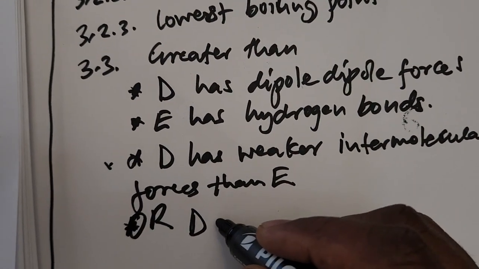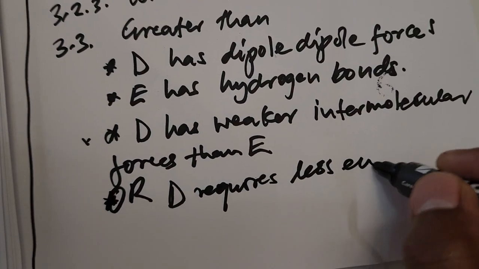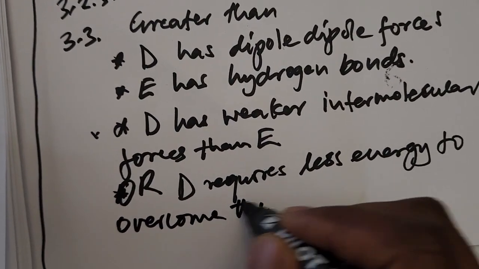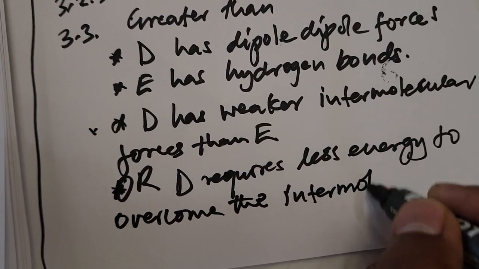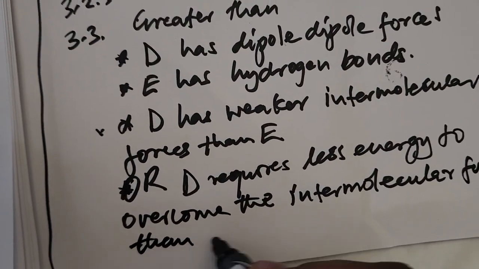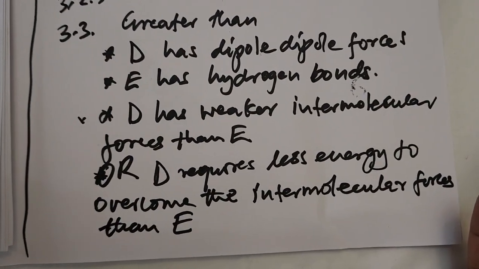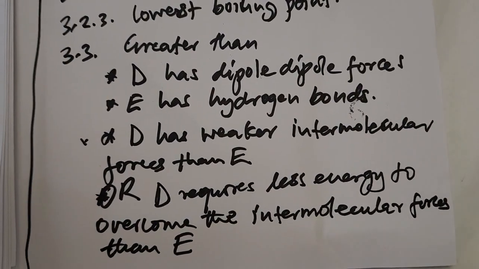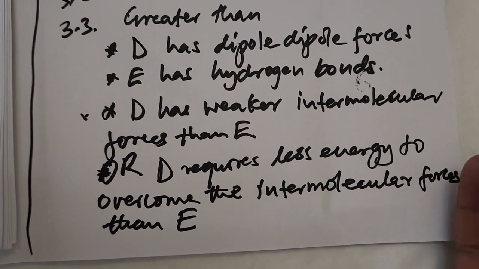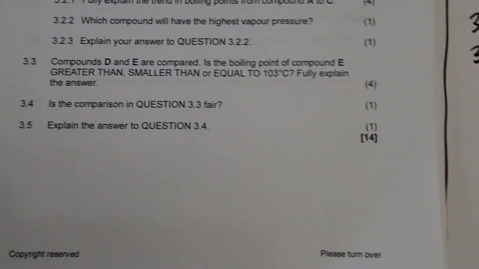So molecules of D require less energy to overcome the intermolecular forces than E. If you start with E, molecules of E require more energy to overcome the intermolecular forces than molecules of D. That's how you get all the 4 marks here. I hope it's understood. We'll come to the last 2 questions.